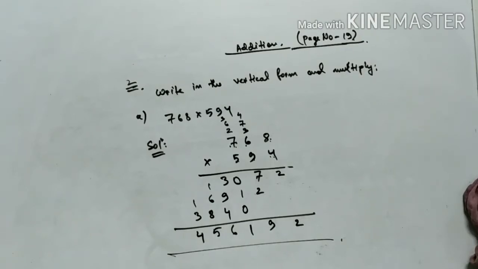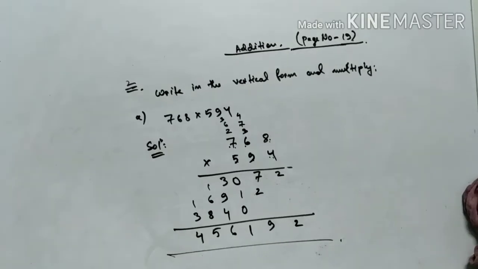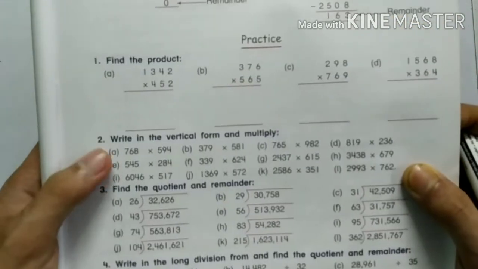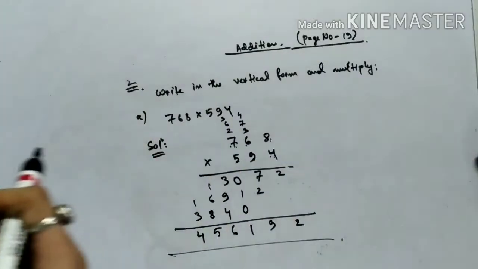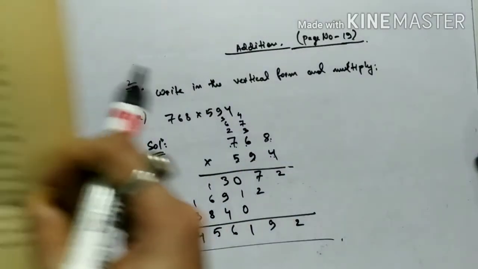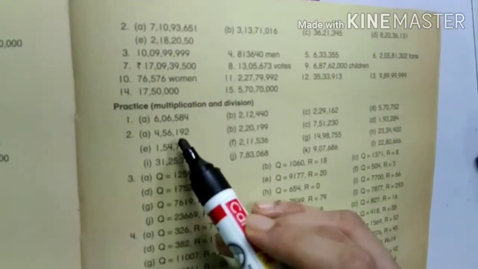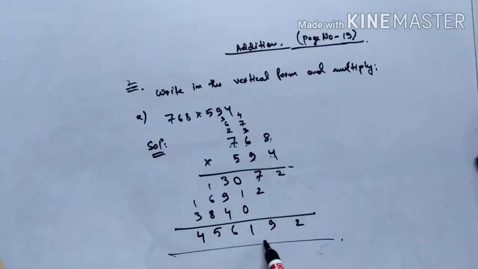Let me check the back answer. Okay, so in here you see type 2, this is your page number 19, type 2 number 1. That one I have done here. So the answer is 456192. Yes, 456192. Understand? So this is your multiplication.